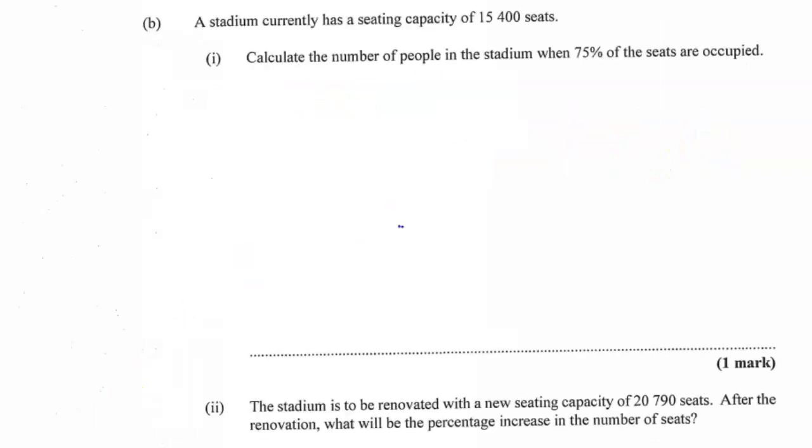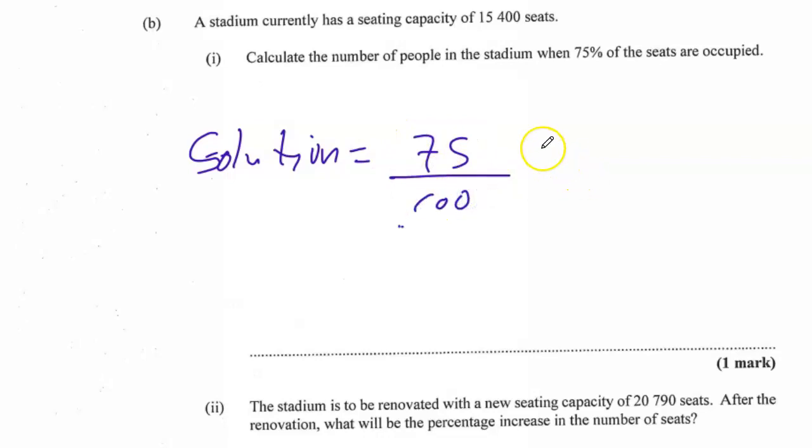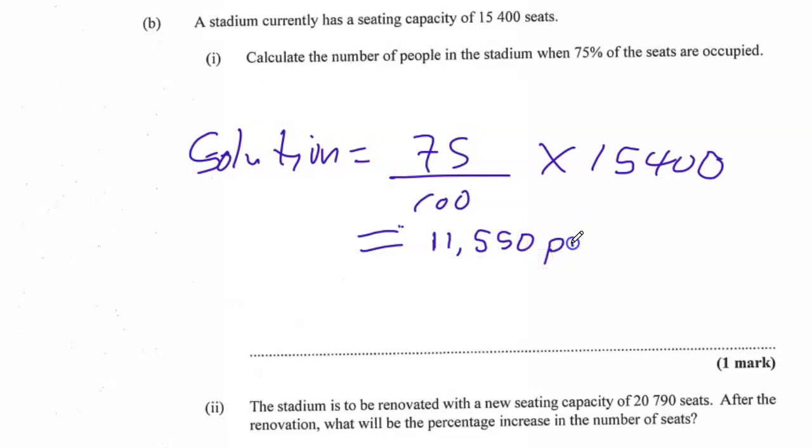So now we are at 1B. A stadium currently has a seating capacity of 15,400 seats. Calculate the number of people in the stadium when 75% of the seats are occupied. So a solution for this, 75% of the seats are occupied. 75 over 100 times 15,400. Or we could say 0.75 times 15,400. We end up with 11,550 persons.